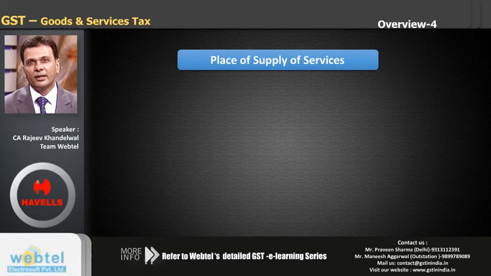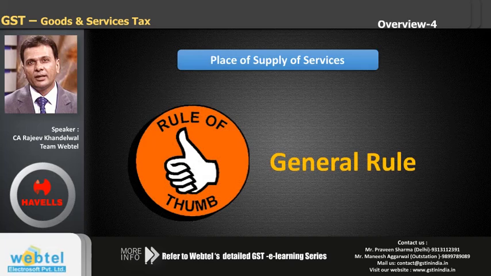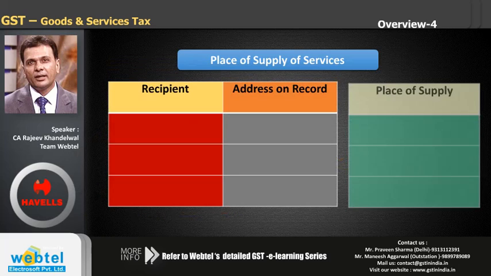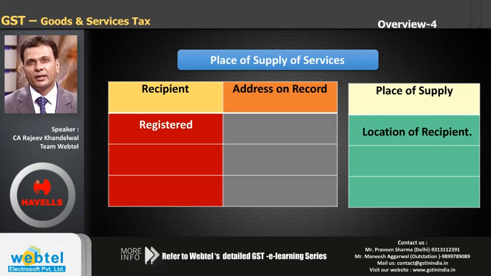Now, for goods it was different, for services it is different. In the case of services, we have a general rule or a thumb rule, which is based on the place of supply of recipient or supplier in some cases. So if the recipient is a registered supplier or a dealer, in that case, the location of the recipient will be the place of supply, irrespective of whether his address is available in the books of the supplier or not.